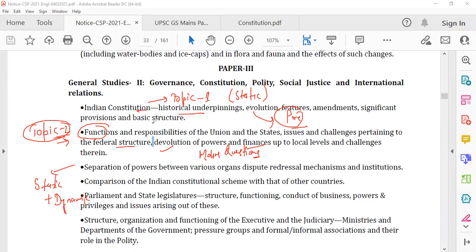So on Topic 1, if I want to, I can make 50 videos only on Topic 1, but we'll not do that. We'll cover the other areas and then we'll come back to Topic 1. We'll cover other topics also, whatever you want. But first of all, let's talk about constitutional features, important provision part 3 today, and then we'll move on to Topic 2 in the next video.